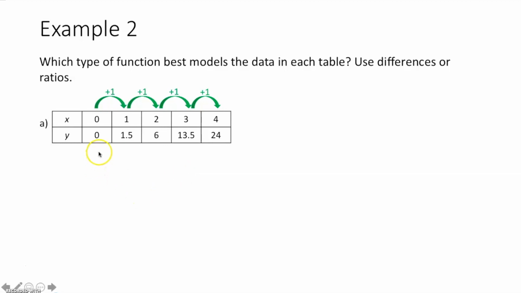So then you divide. So first, is there a constant difference between the given y values? So from 0 to 1.5, we're adding 1.5. From 1.5 to 6, we're adding 4.5.